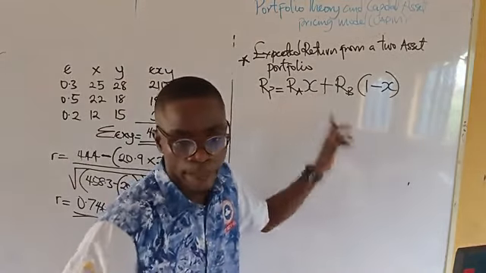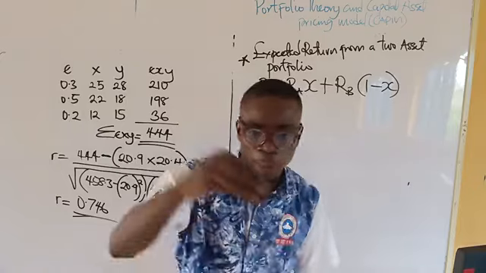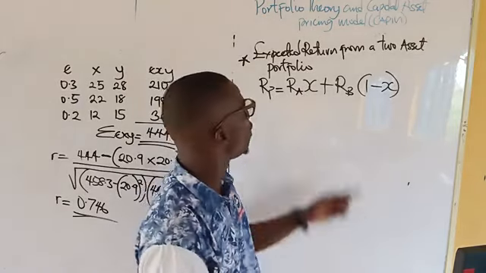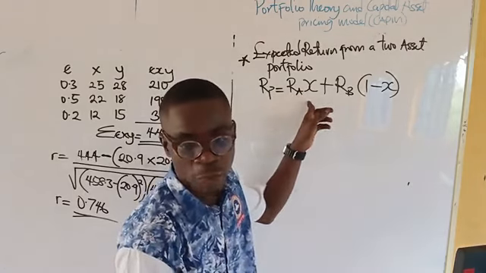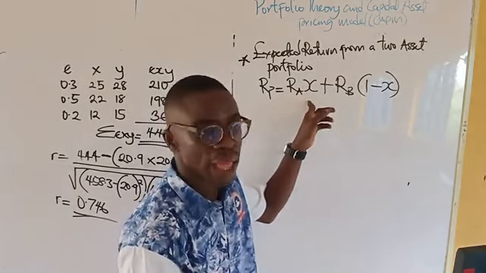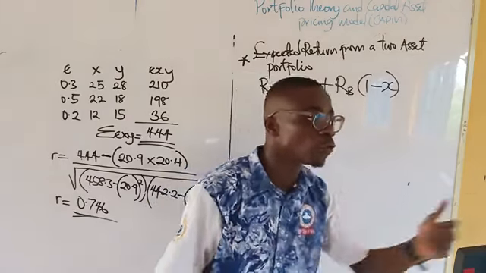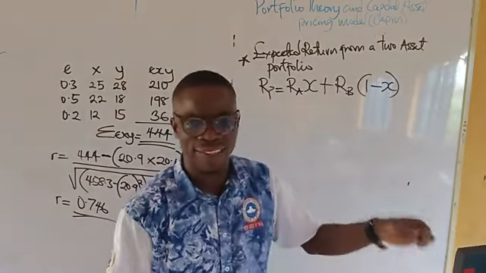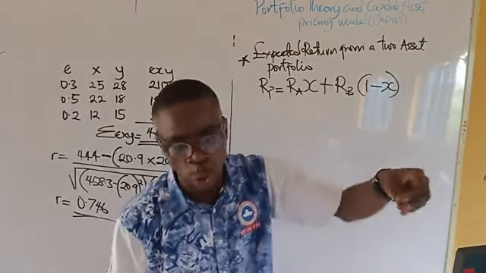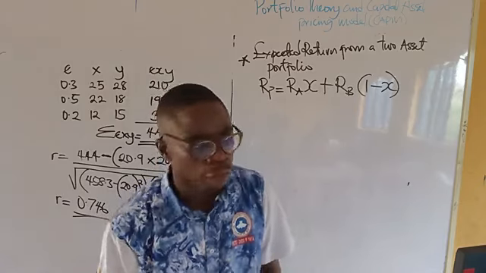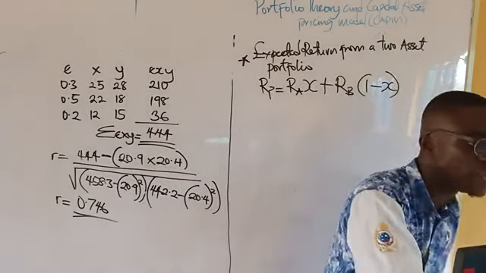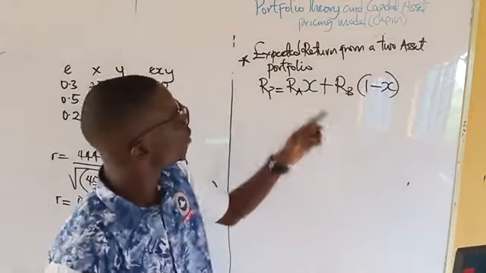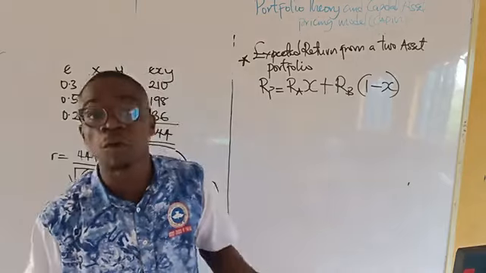X means the proportion or the percentage of investment A in the portfolio. So if you know this now, sometimes they may not give you the proportion of investment or percentage of investment in B.